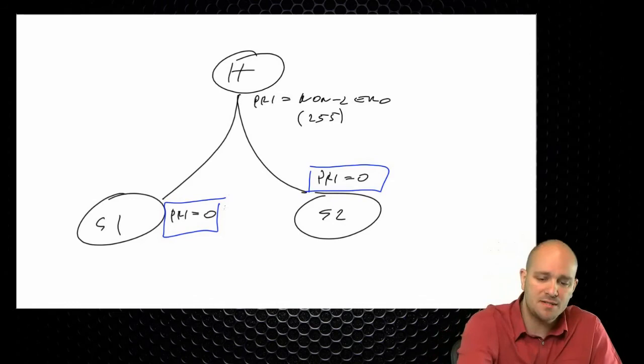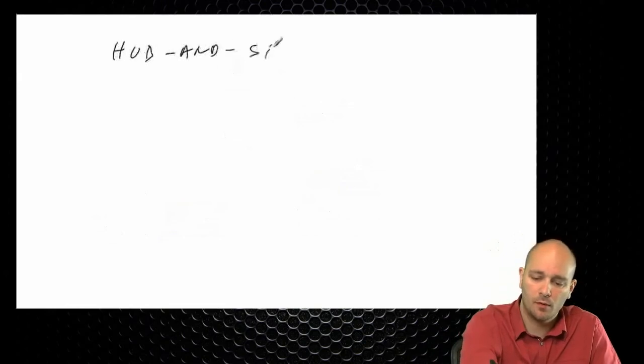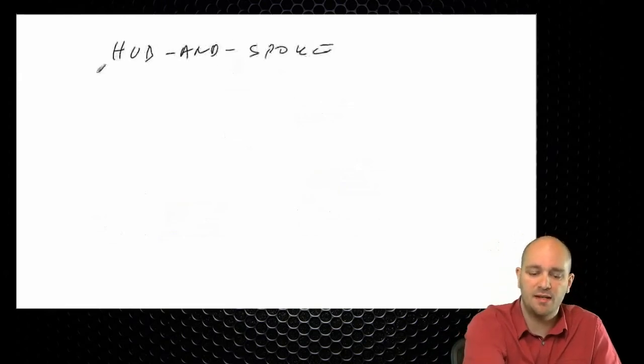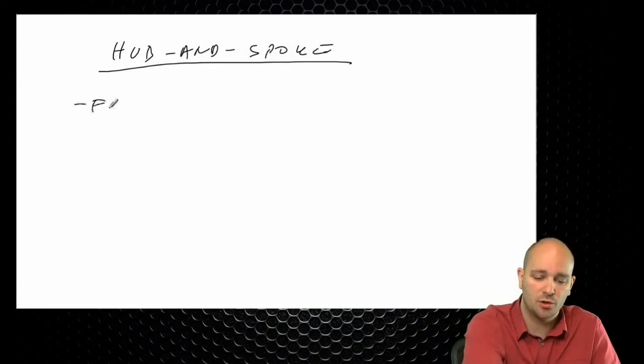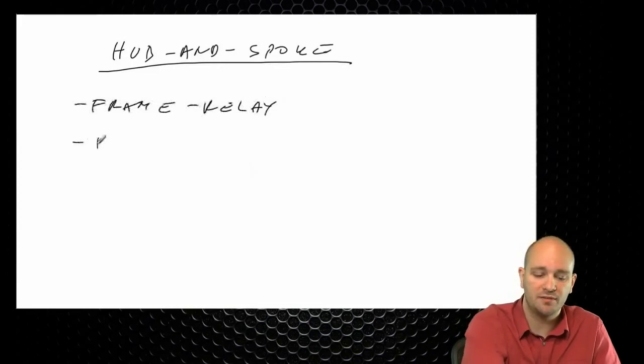Now, a hub and spoke environment is relatively easy to spot. Of course, it's going to be Frame Relay, but also private VLANs. Now, imagine what private VLANs are doing.